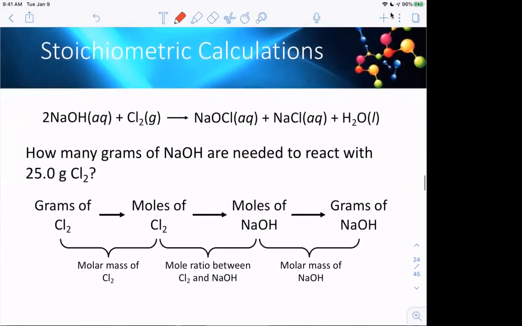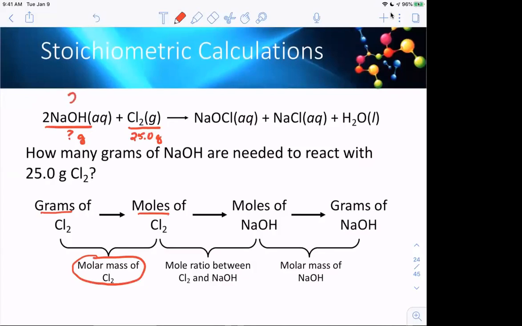So here's an example. How many grams of sodium hydroxide are needed to react if I know I have 25 grams of chlorine? I want to know how many grams of sodium hydroxide I need to fully react with that chlorine. So what I'm going to do is take the grams of chlorine, use the molar mass of Cl2 that I get off the periodic table, and calculate the moles of Cl2.